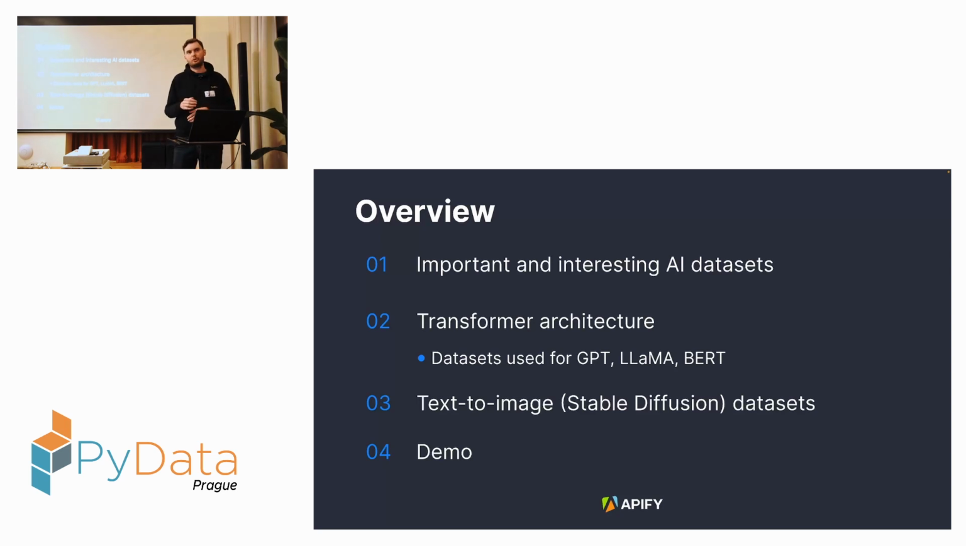Then we're going to look at the text-to-image data sets, which is generally related to stable diffusion and other models like that. And lastly, we're going to have a demo. We're going to create a small data set, and then we're going to use it for a very fun downstream task. And I'm not going to reveal the task just now, so you have to be very patient, and then you'll see what it is.